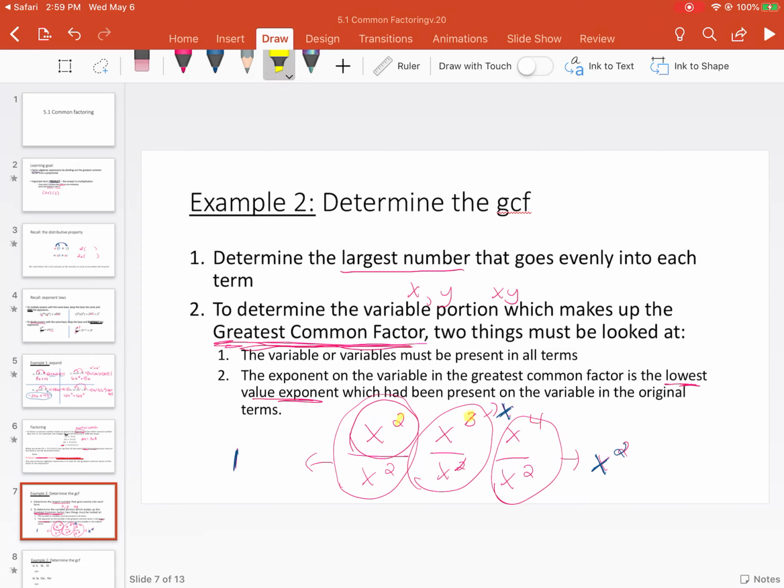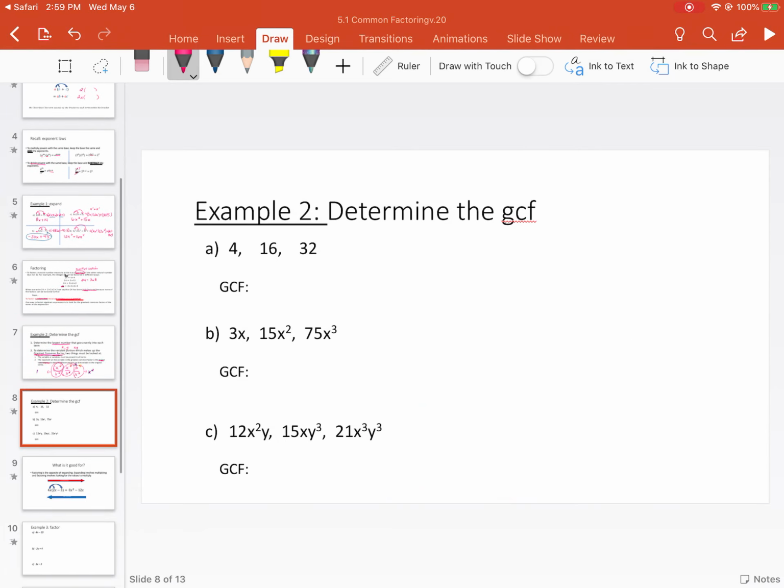And how did I know where to do that? I looked at my terms initially. So I had x squared, x cubed, and x to the power of 4. And I chose the one that was the smallest, which was x squared. Okay, so let's do more of those. We'll just do determining the greatest common factor first.